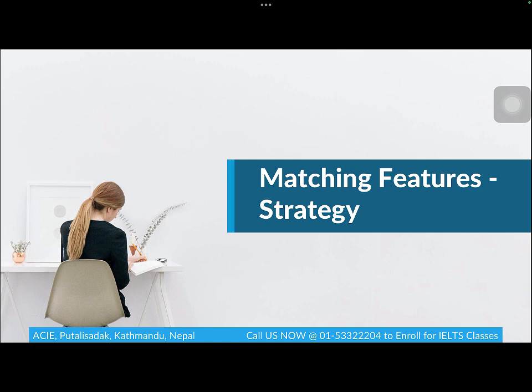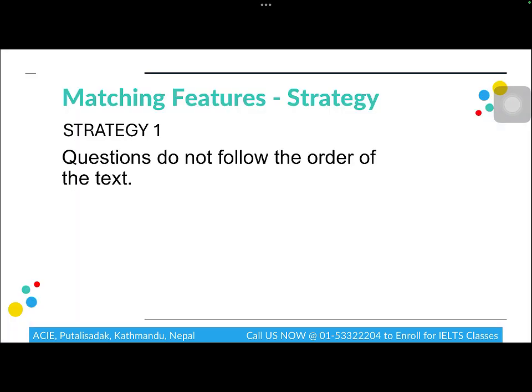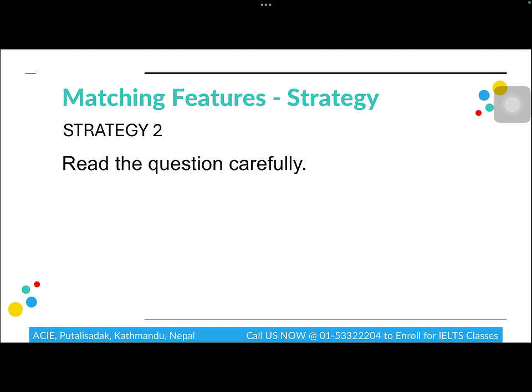So let us discuss the strategies for matching features. The first thing that you should know about this question type is obviously that the questions do not follow the order of the text in this question type as well. By the time we are done discussing all the question types, you should be able to group questions as to which follow the order of the text and which do not. When I say questions do not follow the order of the text, what I mean is if the questions are in the sequence 1, 2, 3, 4, you're not going to find the answers in that order in the text, right? So again, this question type does not follow the order of the text.